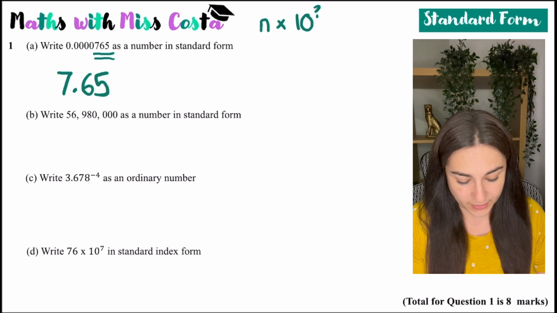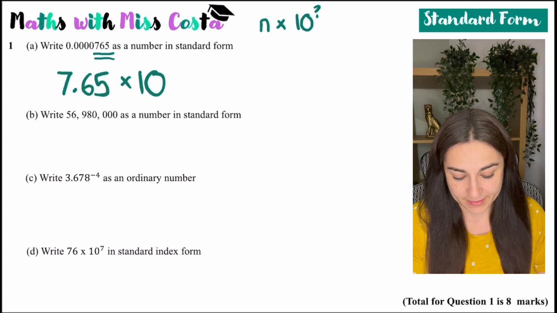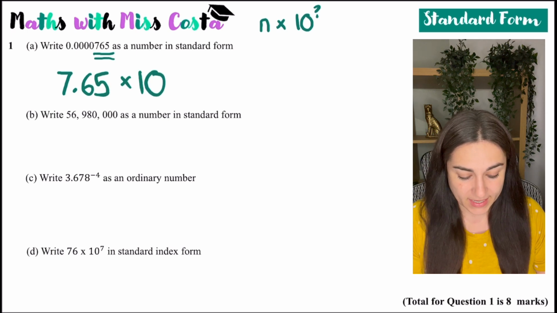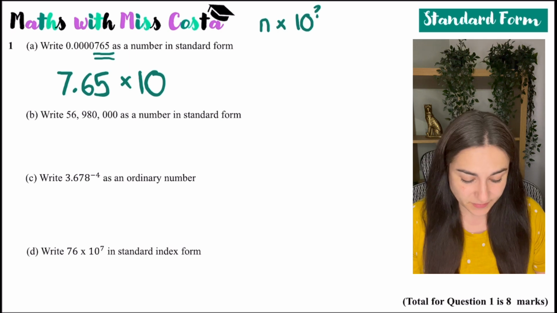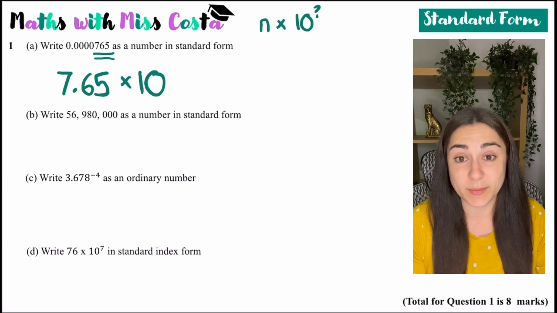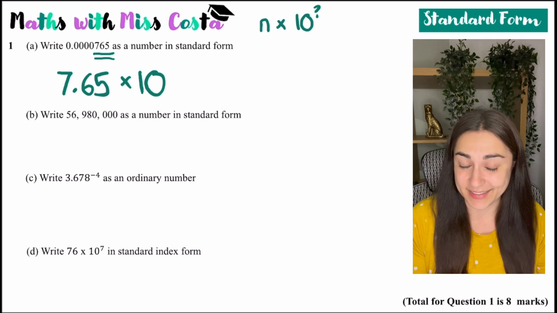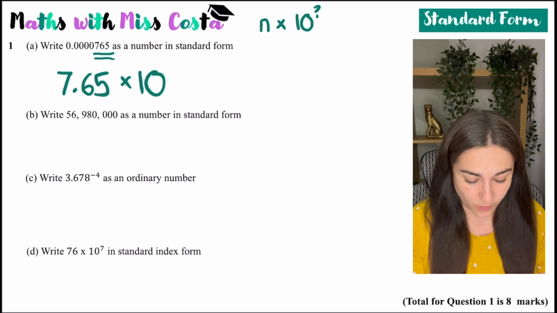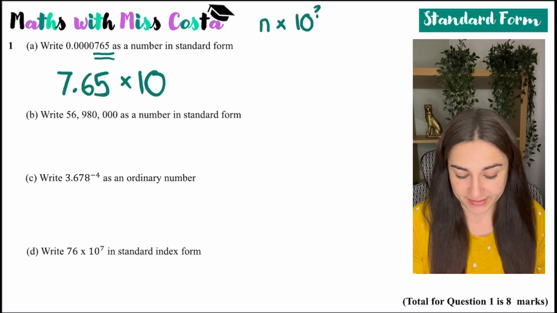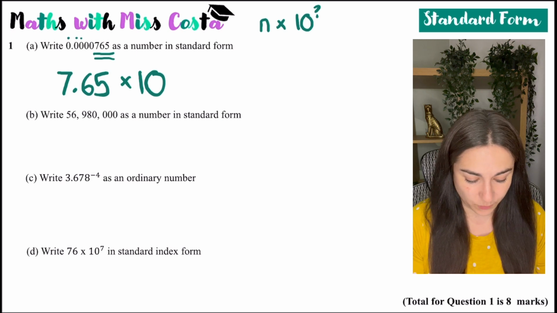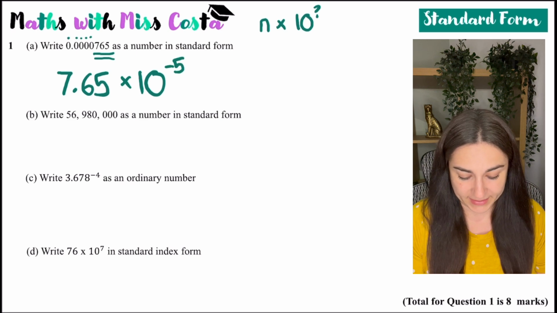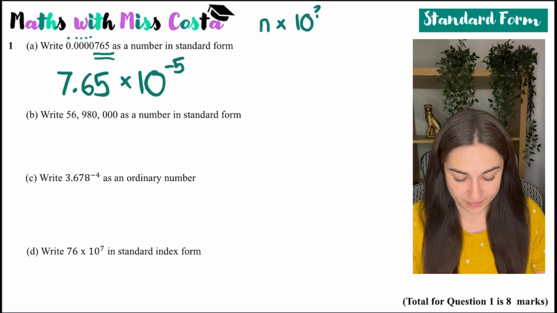So 7.65, I know it needs to be times 10 to the power of something. If the number is a really small number, then it's going to be to a negative power. The quick shortcut is to count how many zeros there are before your number starts. So there's 1, 2, 3, 4, 5 zeros. That would be 7.65 times 10 to the power of negative 5.